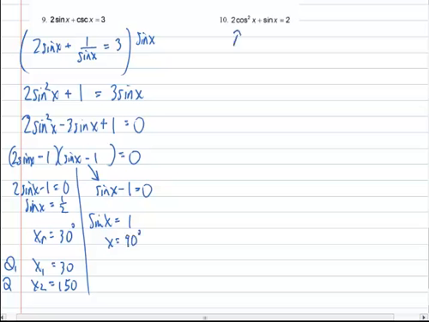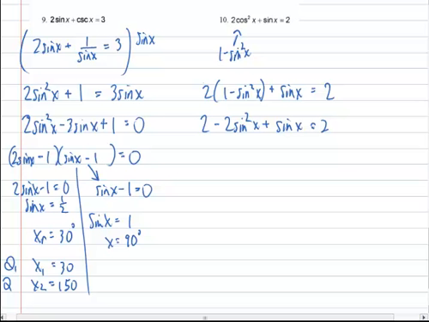Last problem, replace that with 1 minus sine squared of x from our identity. So you've got 2 times 1 minus sine squared of x plus sine of x equals 2. Multiply through. Move everything over to one side. The 2's cancel. So we're just factoring out basically the sine of x, and we have 2 sine of x minus 1.